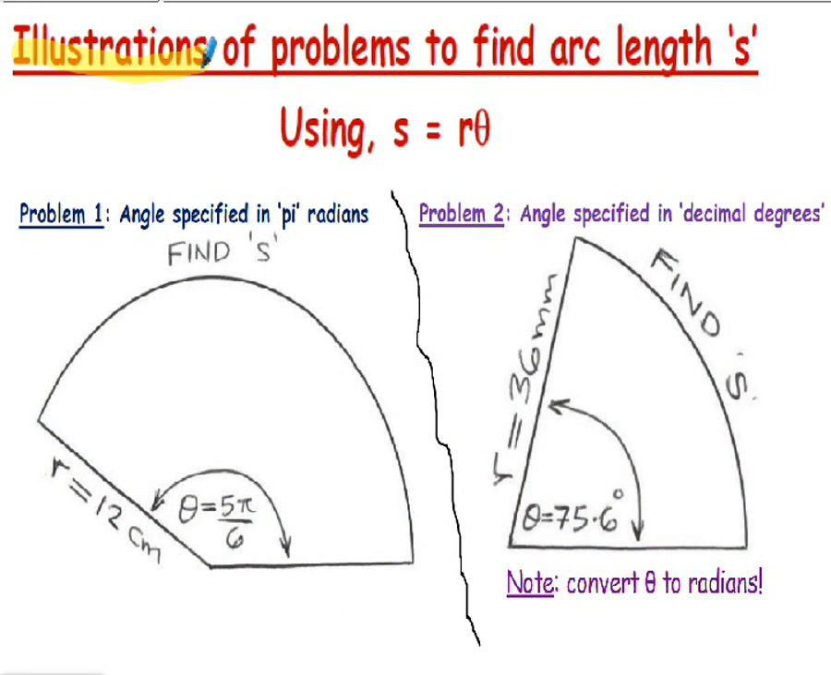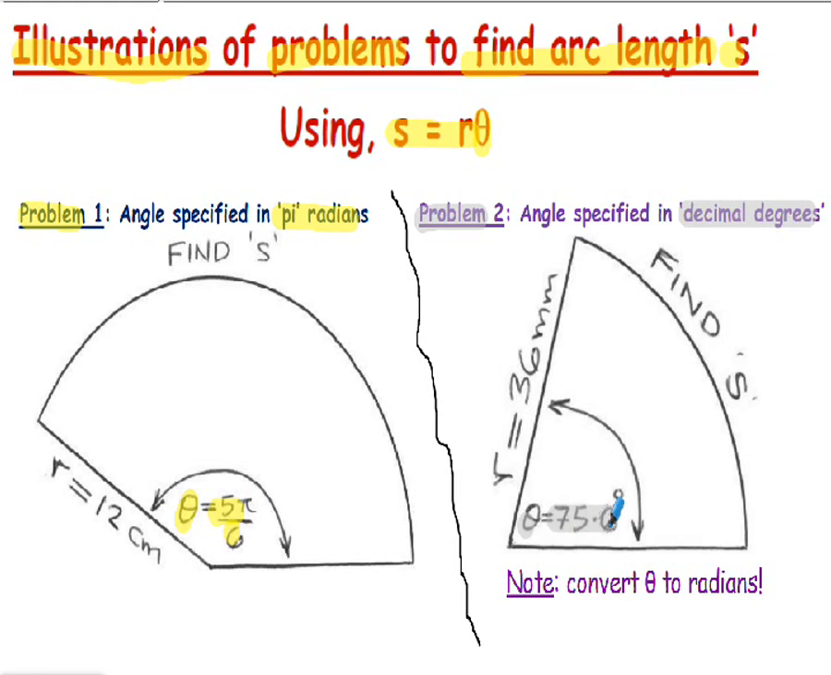This slide illustrates the initial problems that students have in finding arc length S using the formula S equals r theta. In problem 1, the angle in the question is specified in what is termed pi radians, so the angle theta is equal to 5 pi upon 6. However, in problem 2, the angle specified in the question is in decimal degrees, so the angle theta here is 75.6 degrees.